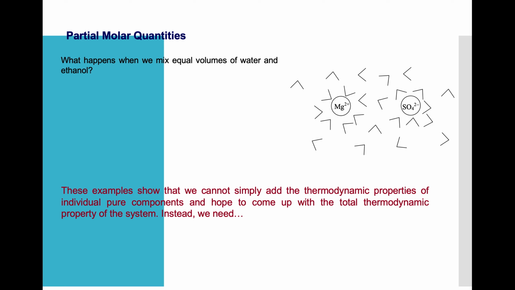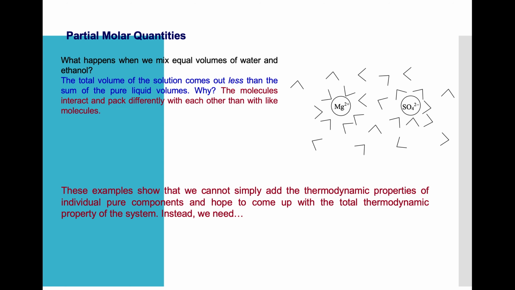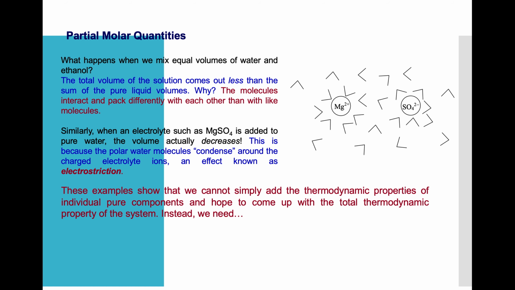Okay, next one is partial molar quantities. What happens when we mix equal volumes of water and ethanol? This example shows that we cannot simply add the thermodynamic properties of individual pure components and hope to come out with the total thermodynamic property of a system. Instead, the total volume of the solution comes out less than the sum of the pure liquid volumes. Why? Because the molecules interact and pack differently with each other than with like molecules. So these are the properties of solution, which is really interesting.